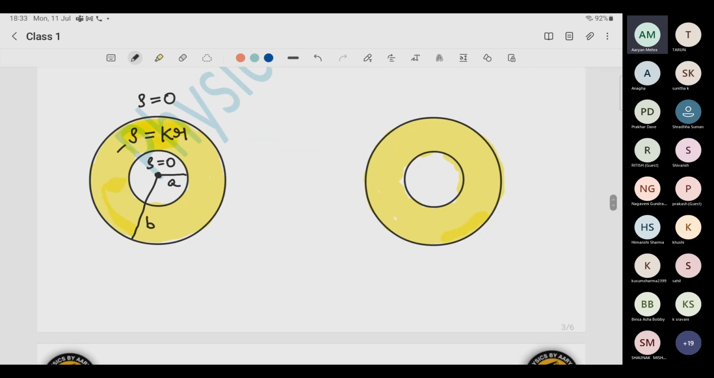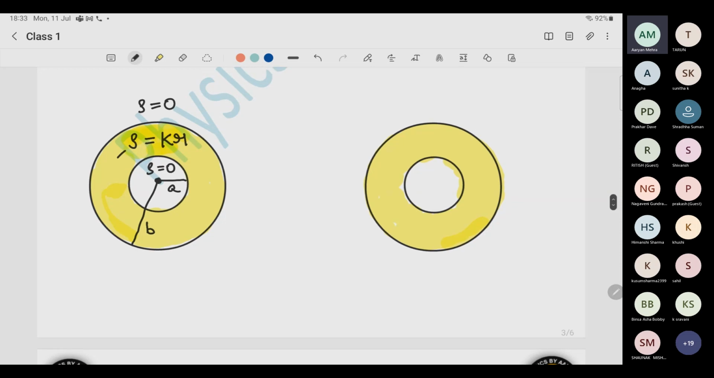There is no charge density, which means no charge is present inside the inner sphere, and no charge is present outside the outer sphere. Only the charge density is present between these two spheres. I have seen most people doing this question wrong, and this kind of question has come in many exams. So now the question is: find the electric field in all three areas. This means outside, between, and inside. How will we do that?